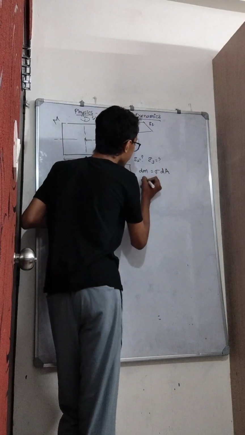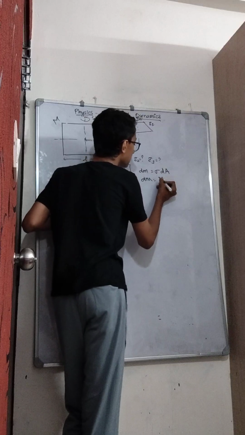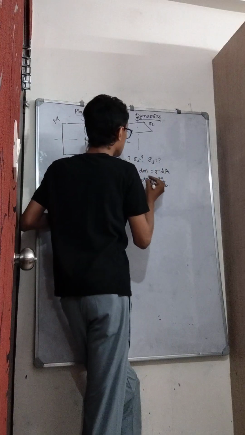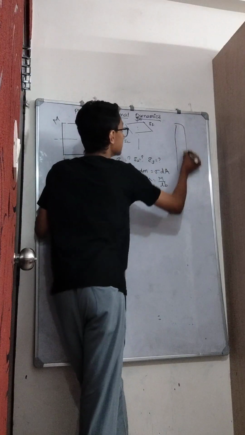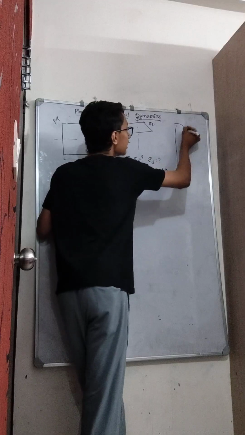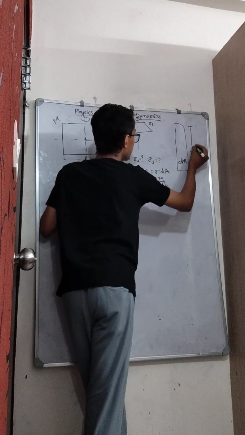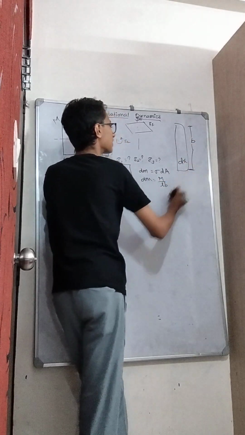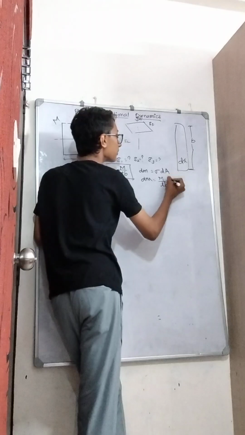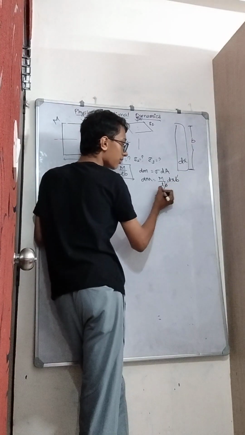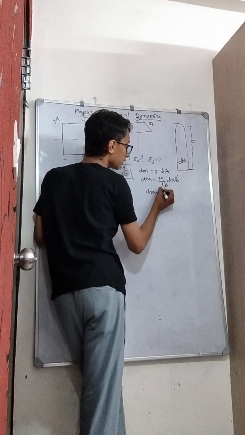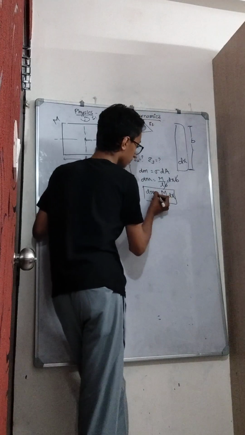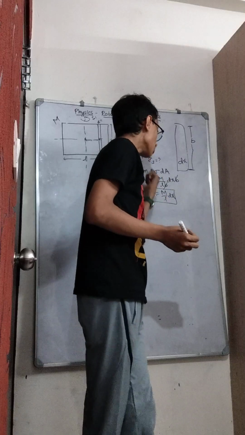That means the dm value I want to find. So sigma is M by (L into B). dA is the area of this small strip. The strip is like this: dx is the length, and B is the breadth. Now it will be dx into B. So B will cancel. dm is equal to M by L into dx.